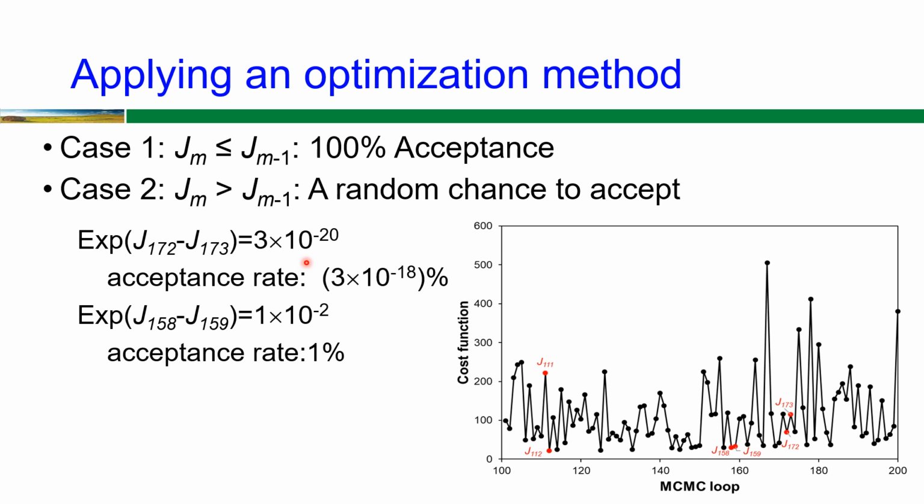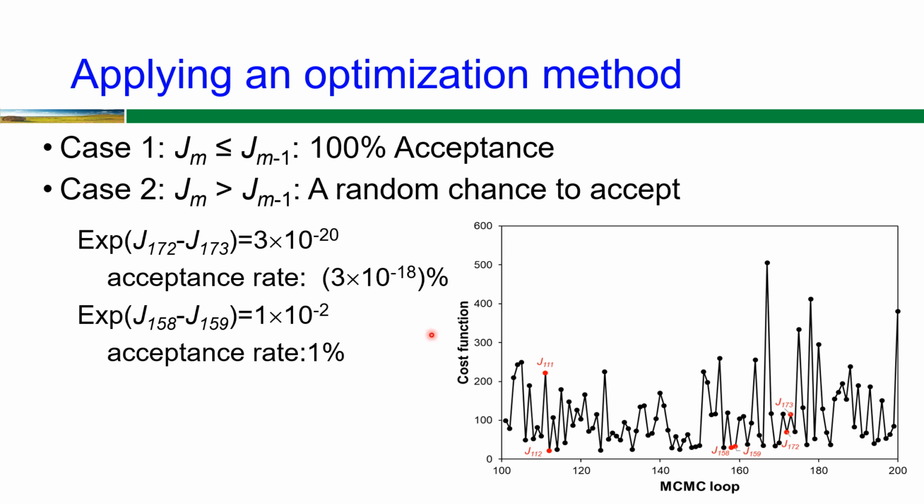The value is then compared with a random number between 0 and 1. If the randomly selected number is smaller than this value, the proposed parameters are accepted. Otherwise, the proposed parameters are rejected. Given the number to be compared is a random value between 0 and 1, the chance of accepting the proposed parameters is 3 times 10 to the minus 18 percent.